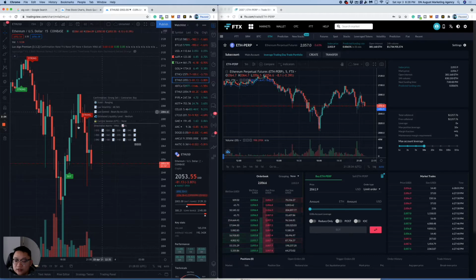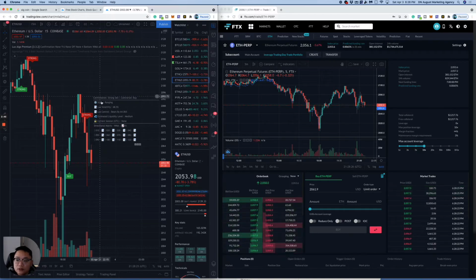As you can see, there's a strong sell, so the price is dipping. So I'm actually looking to do a long position on Ethereum, so that I can kind of ride the wave upwards. My target is probably going to be about 2,500 or 2,600, or at least 2,400 Ethereum in the next week or so.